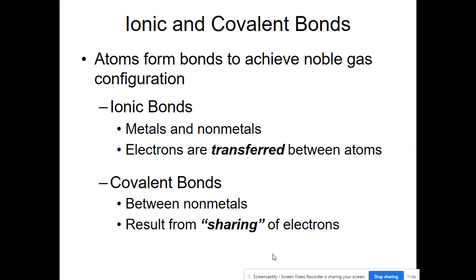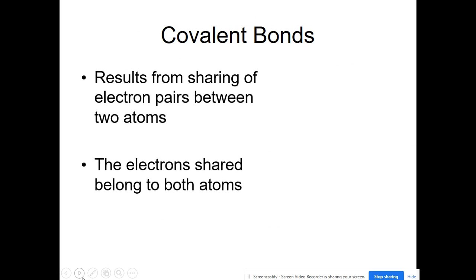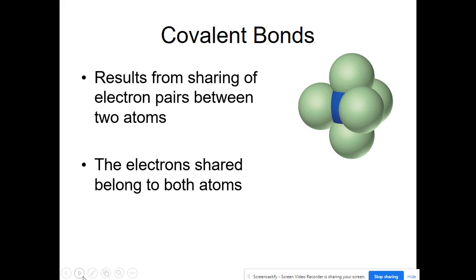And with covalent bonds, this is going to occur between nonmetals. What we actually have here is we're sharing electrons to achieve that noble gas configuration. So, like I said, with covalent bonds, this results from electron pairs being shared between two atoms. And the thing that you need to remember here is electrons shared belong to both atoms. So a lot of times when covalent molecules are drawn, they're drawn so that the electron clouds surrounding particular atoms kind of overlap all the atoms in the structure.